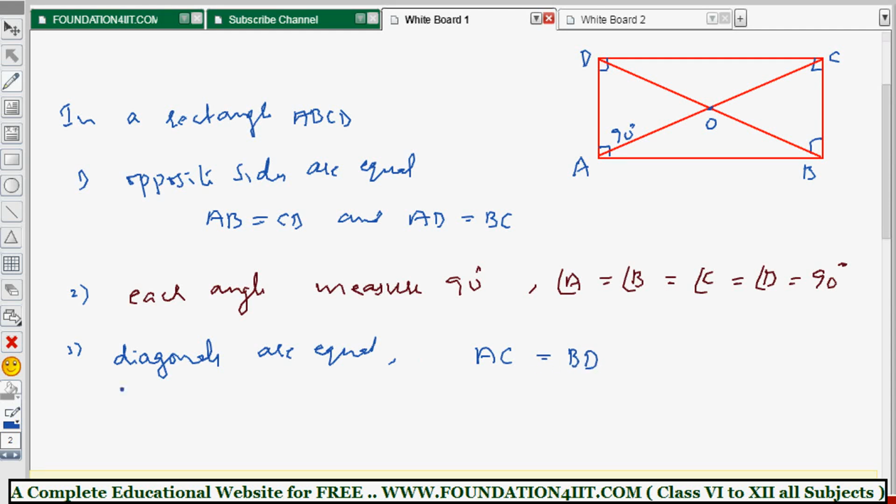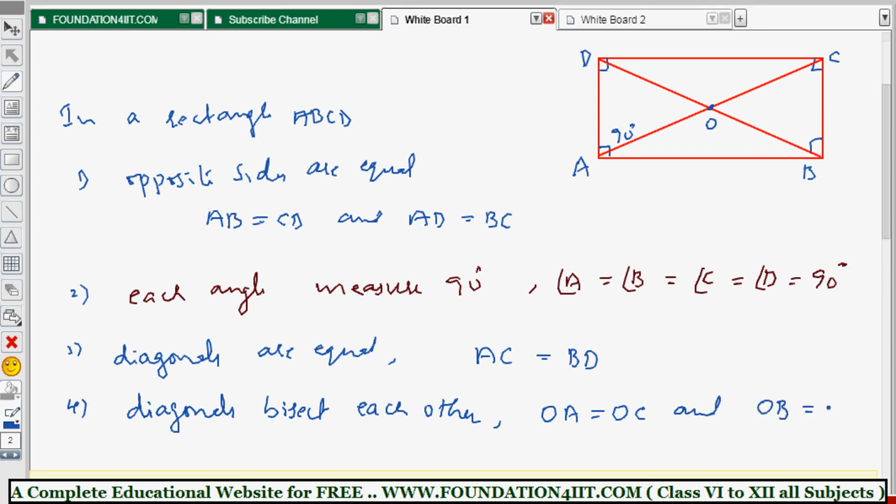These diagonals are equal, and the diagonals also bisect each other, same as in a parallelogram. Diagonals bisect each other, so that means O is the intersecting point. OA is equal to OC, and OB is equal to OD. So this is diagonals bisect each other. They're not perpendicular bisectors, it's only bisect each other. So these are the four properties you can use for rectangle.